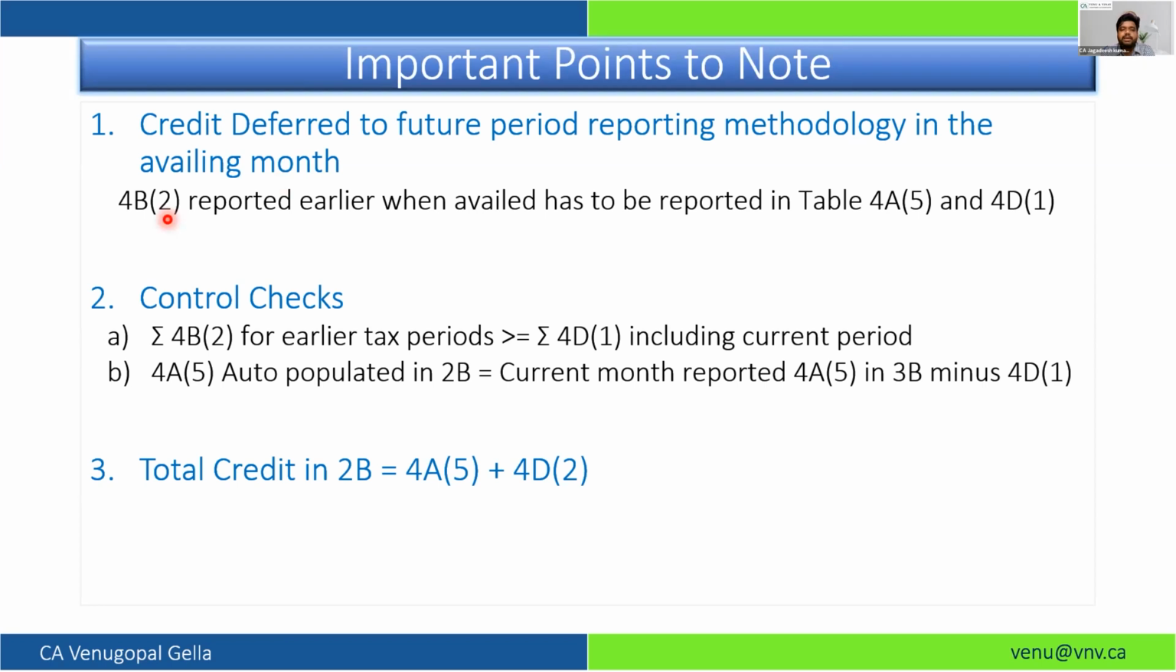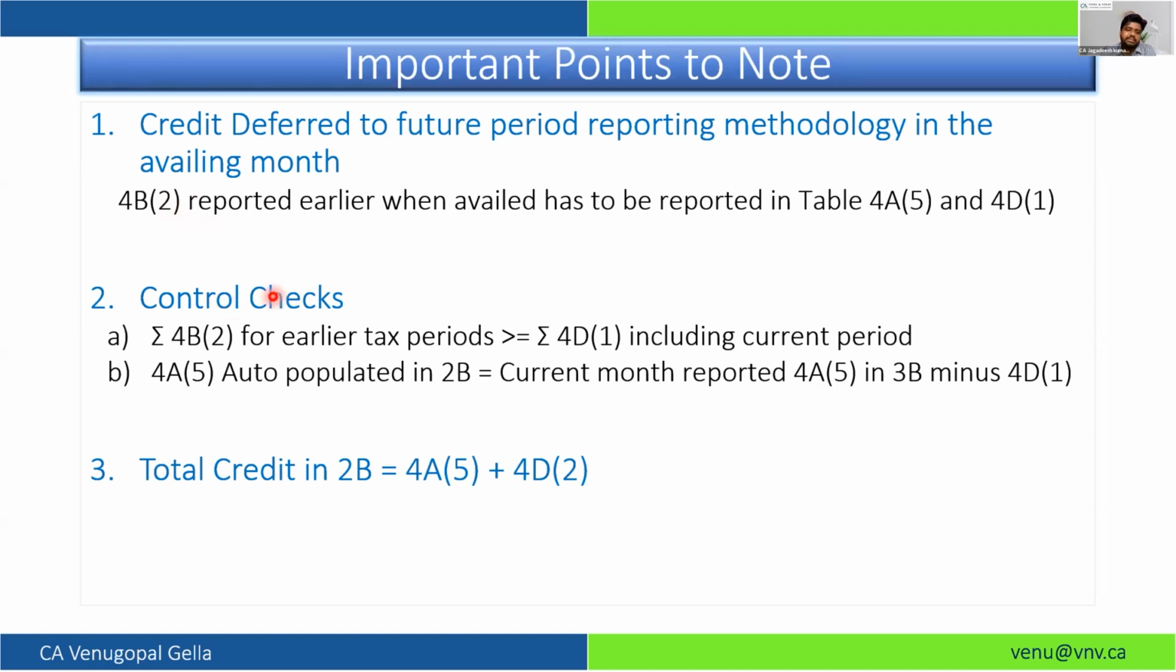4A5 can be revised upwards, but not downwards. If my auto-populated figure is 100 rupees, I can increase that figure to a higher value, because prior period credit I'm taking in the current period. I can make it 110. But I should not make the 100 rupees auto-populated figure 90 rupees. That is what I'm trying to say. So deferred credit, I need to report in 4B2. That is the temporary reversal that I can reclaim in the future period after fulfilling all the conditions.